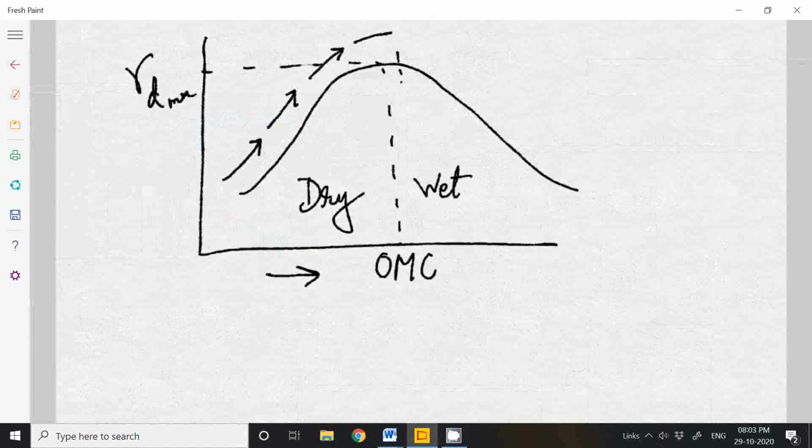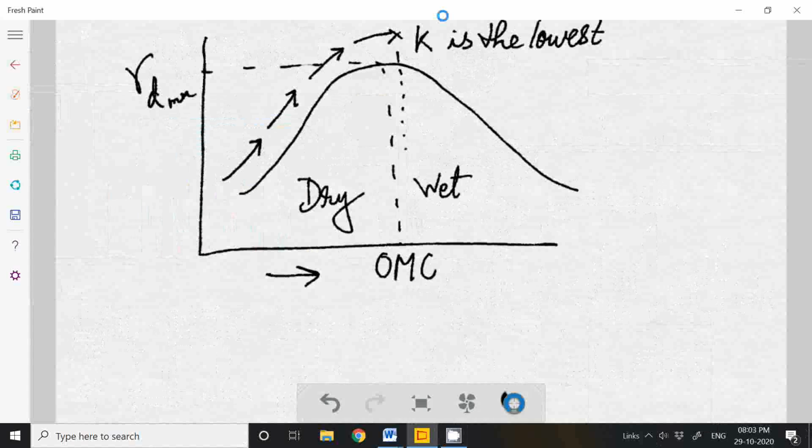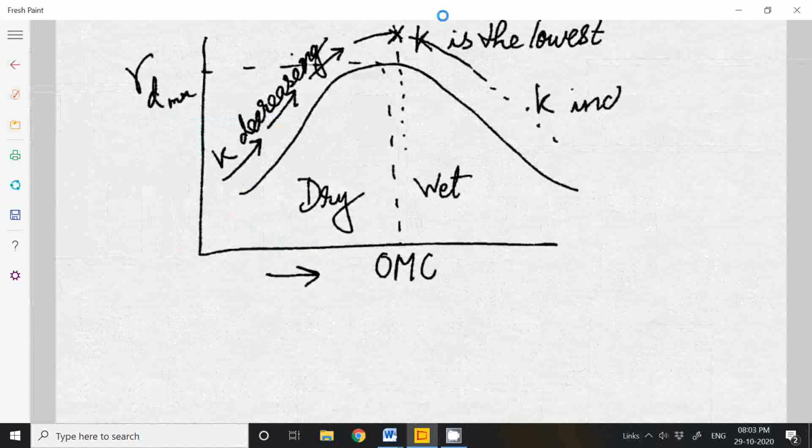That means somewhere here, the permeability K is the lowest. K starts decreasing, and K is the lowest here somewhere. Then beyond here, K increases.